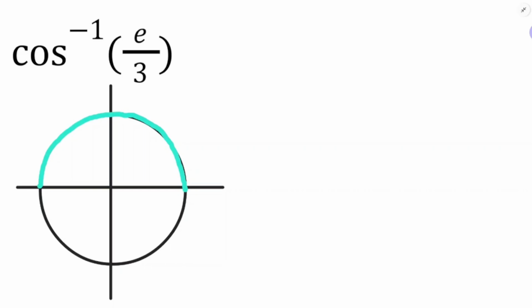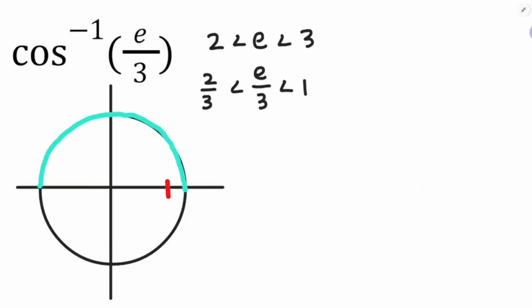So I just need to remind you, or maybe I'd like for you to think before I remind you, what two whole numbers is e between? E is between 2 and 3. So if I think about e divided by 3, well then that's just going to be between 2/3 and 1. And so I'm just going to mark off some spot where I think cosine is between positive 2/3 and positive 1. And I think that's just going to be right there.